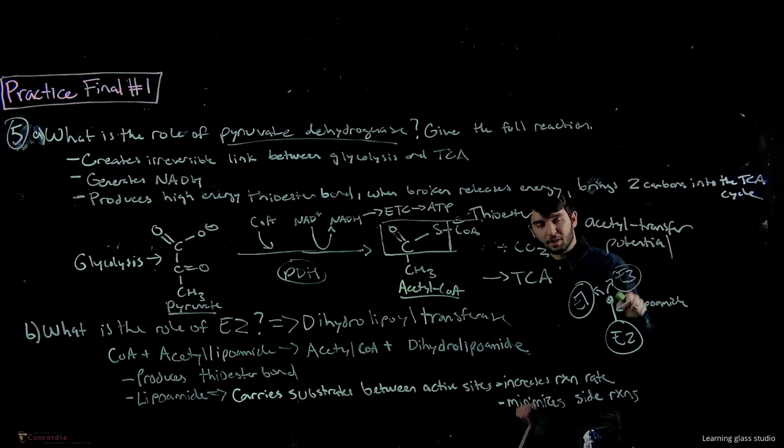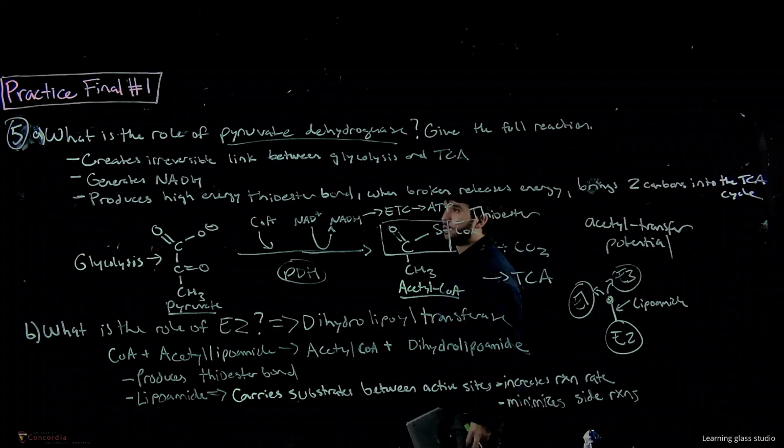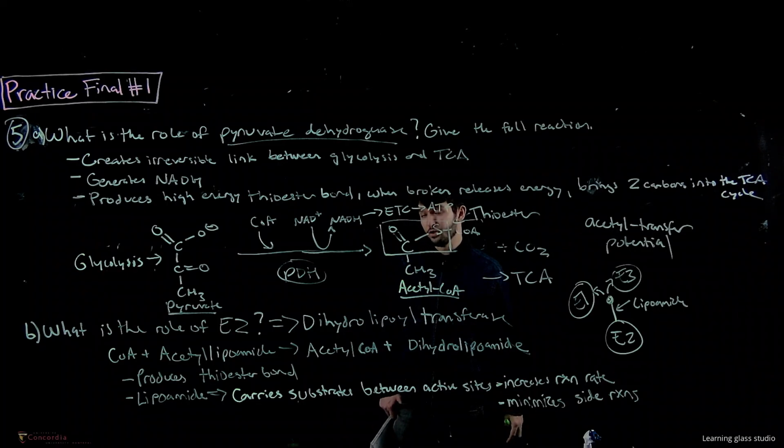It's able to directly move around different compounds, different substrates, without the need for diffusion, and it also minimizes side reactions because it's able to just move things around directly, okay? So that is the role of pyruvate dehydrogenase and the role specifically of E2.